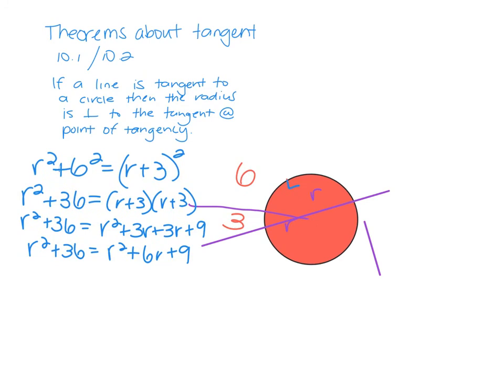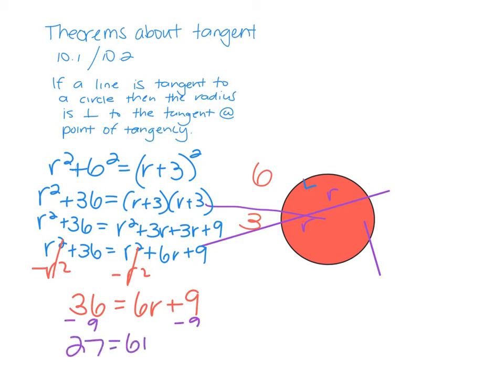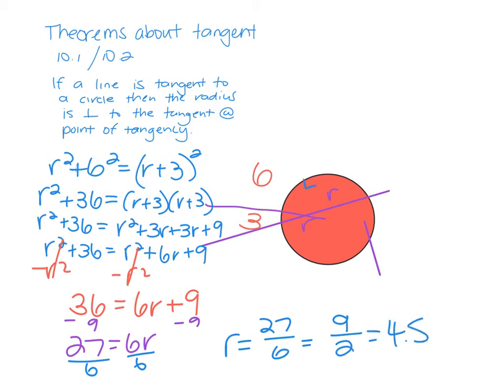Should have grouped it. So if I subtract the r squareds from either side, subtract the 9, then r would equal 27 over 6. I told you it wasn't going to come out pretty because I just made up numbers off the top of my head. So that would be 9/2 or 4.5.